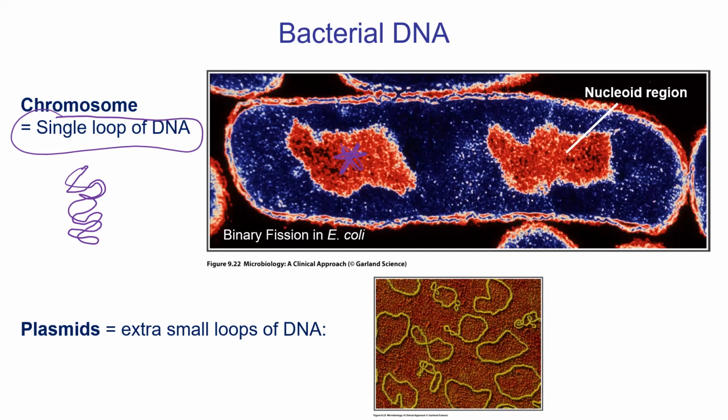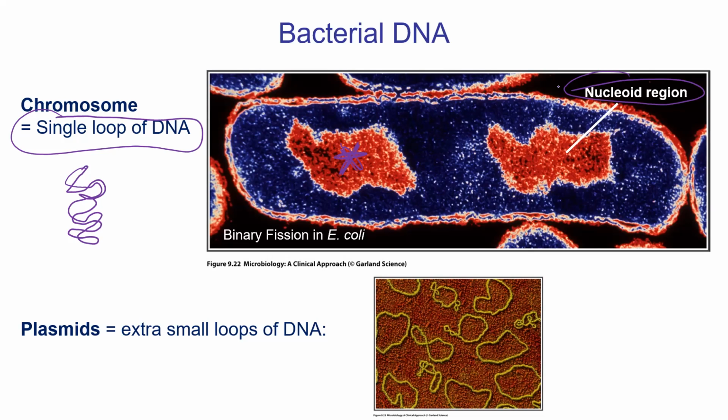Because of that, people back in the day who were doing electron micrographs started giving it a name, and they started calling it the nucleoid. So don't get confused, because a nucleoid is not a nucleus. It just means this is where the DNA is, and it stains really well on an electron micrograph.